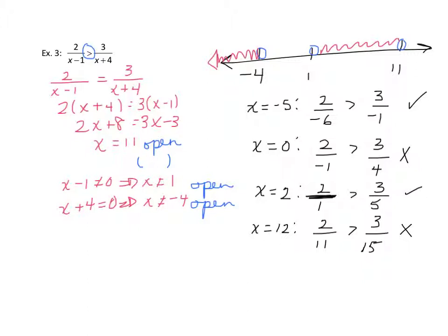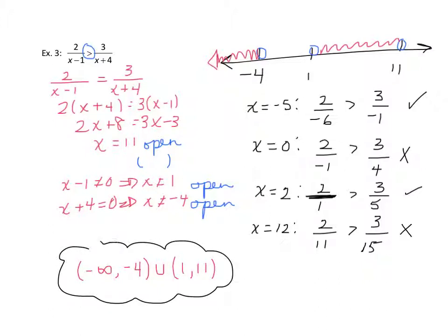And so in writing my solution, values less than negative 4, so from negative infinity to negative 4, are part of the solution. I'll combine that with values that are between 1 and 11. Clean up this left parenthesis a little bit and make that clear. And so this is our solution.